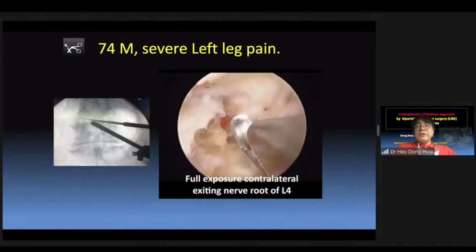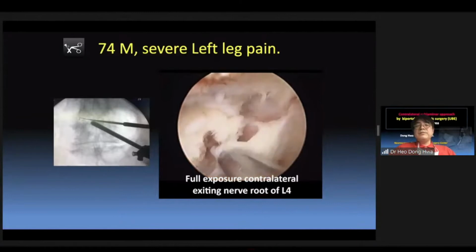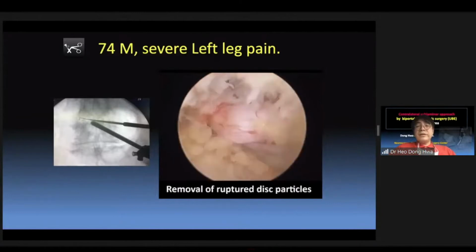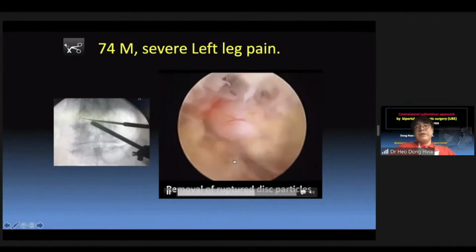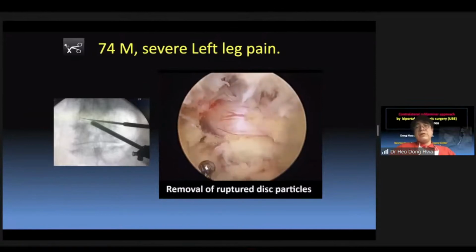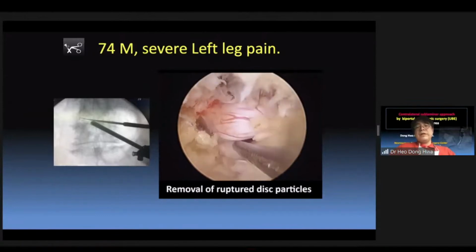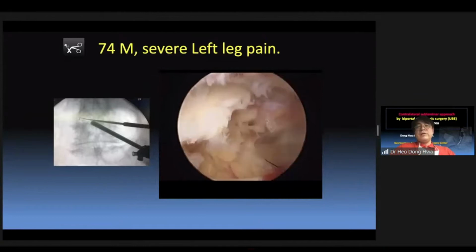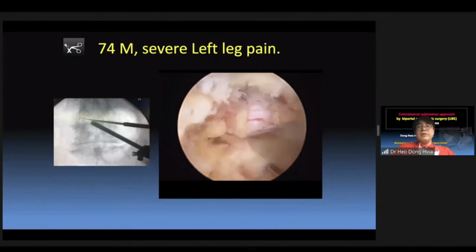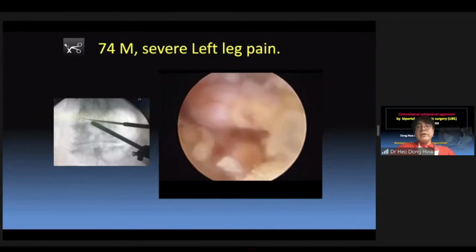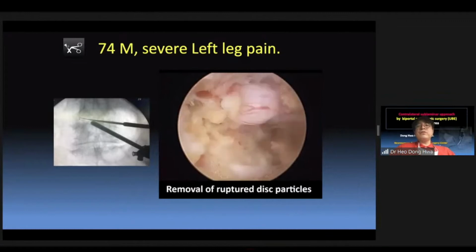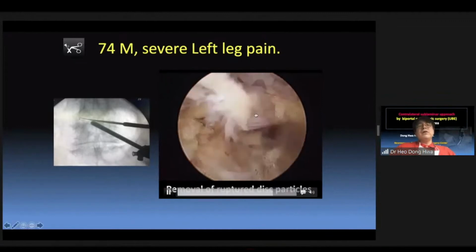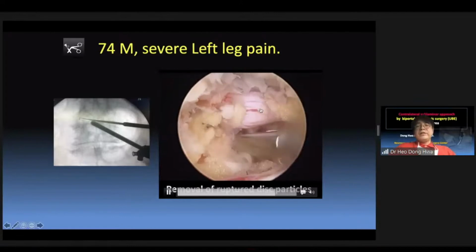Now you can clearly see the foramen and the extending lobule, maybe the ganglion here, and you can see the unmigrated foraminal disc herniation. So I dissected here and removed it here. We can easily and safely remove the disc herniation without any injury to the neural structure, and also we can decompress the contralateral foramen and extending lobule here.